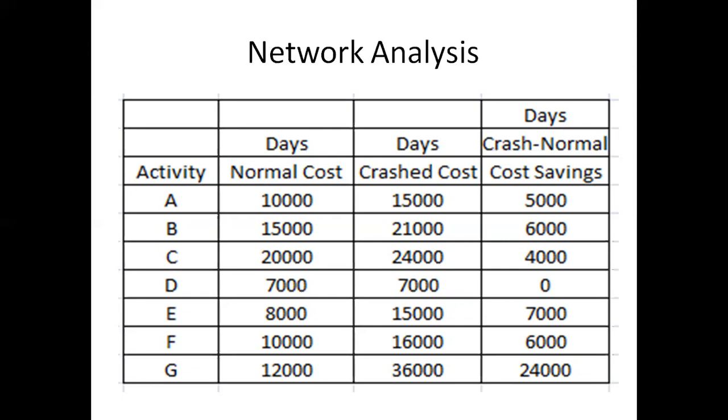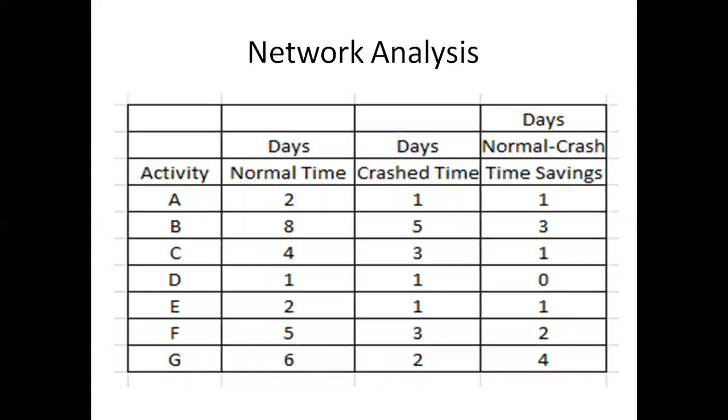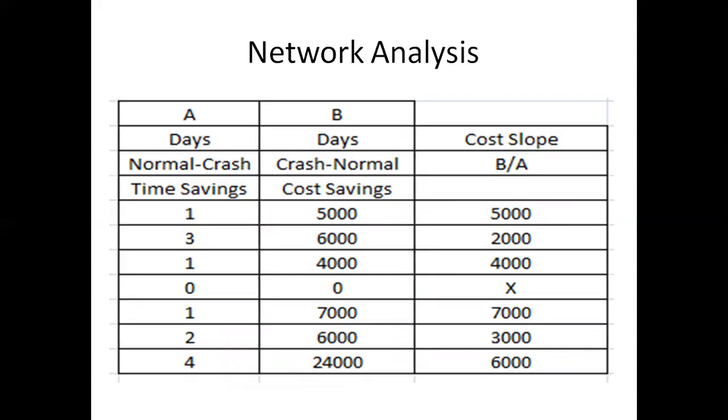So we have the additional cost, which is crash cost minus normal cost. That is 15,000 minus 10,000, 5,000; 21 minus 15 is 6,000; 24 minus 20 is 4,000; 15 minus 8 is 7,000; 16 minus 10 is 6,000; 36 minus 12 is 24,000, and so on. Now we have the network analysis, the days saved from this table, and the cost savings. We divide the cost savings by the time savings.